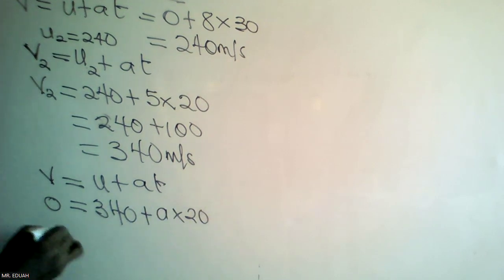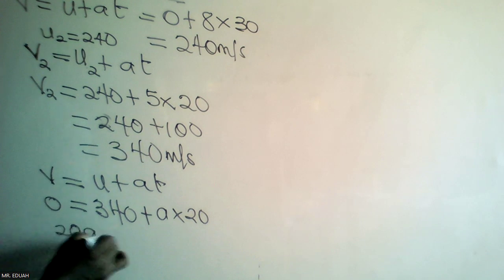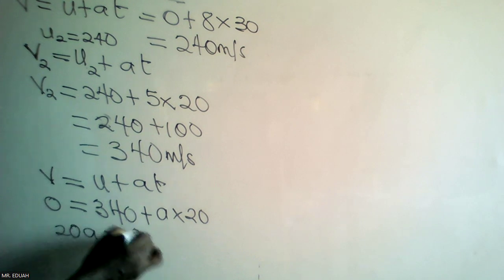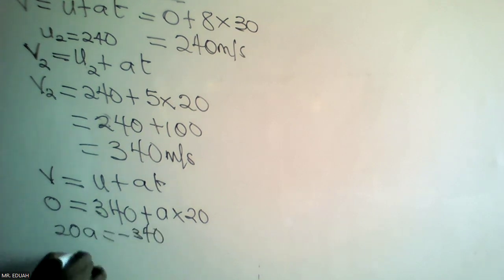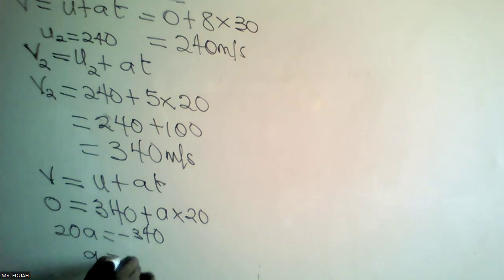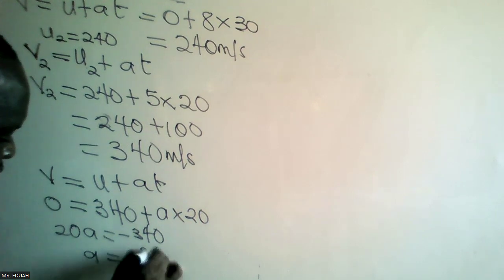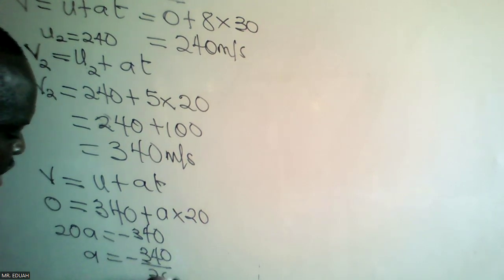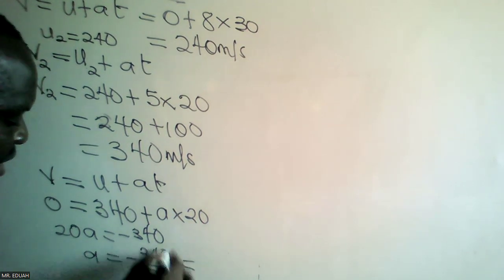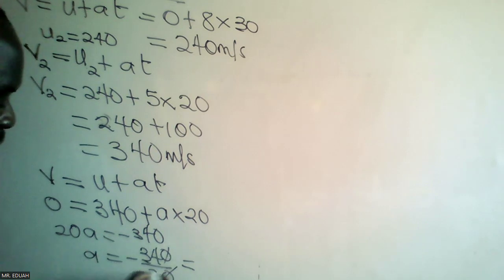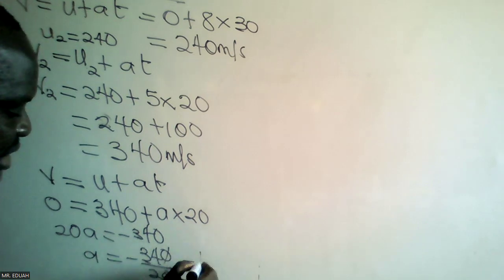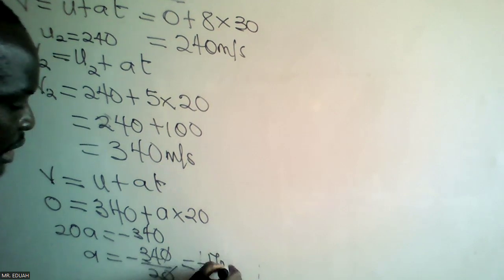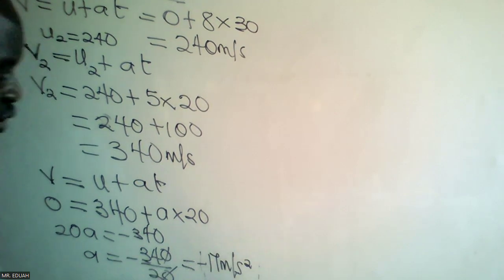So we have 20A equal to minus 340. Therefore, A will be equal to minus 340 divided by 20. And this is minus 17 meters per second squared. So this is the uniform deceleration of the body.